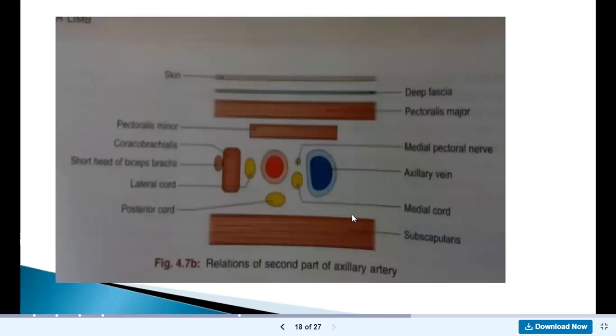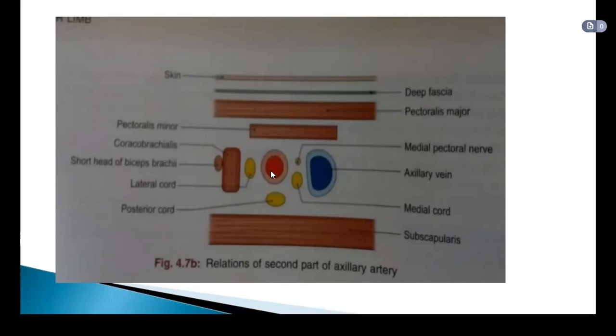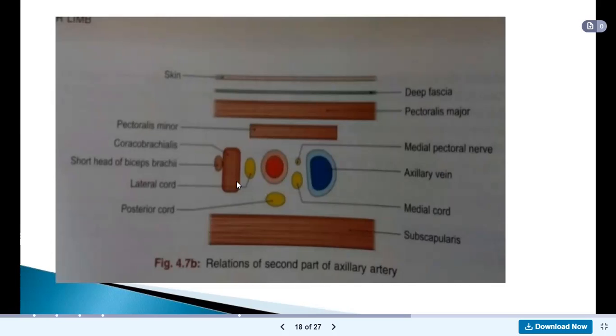So let's see. So here, this is our axillary artery, second part of the axillary artery this time. So the anterior relations are skin, superficial fascia, deep fascia, pectoralis major, and pectoralis minor. All these are the anterior relations of the second part of the axillary artery. Now, without even going to read the slide, we can see the lateral. Okay, let's take the posterior relations first. The posterior cord of the brachial plexus and the subscapularis muscle are the posterior relations of the second part of the axillary artery.